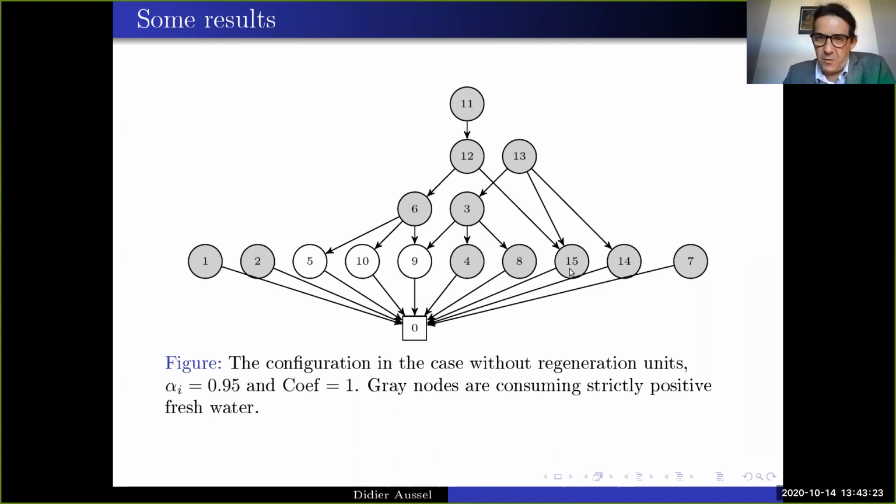Well, very big. 15 is already big for eco parks, because it generates a lot of variables, of course. And so here it was 15 companies. All in gray, they are using strictly positive fresh water, so there is a connection of fresh water for each of them. And the white ones are only using recycled water. So they are only getting water, for example, this one from 6, this one from 6, and this one from 6 and 3. And thanks to this, here we were guaranteeing 5% of gain on the cost of production for each company.